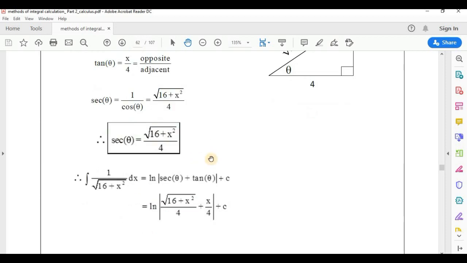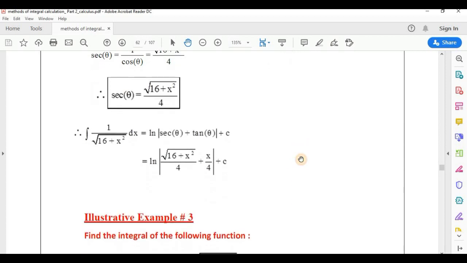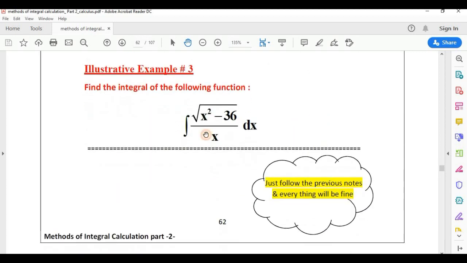The last step, we will put the result of the integral in terms of x. This is the result of the integral in terms of theta, ln sec theta plus tan theta. And this is the result after putting the integral in terms of x, and this will be the final result. Simple and easy. Let's see another example.